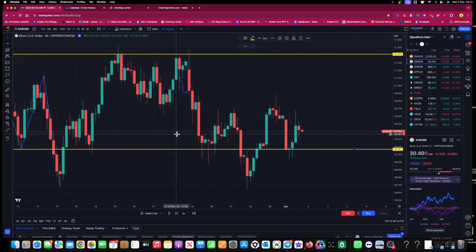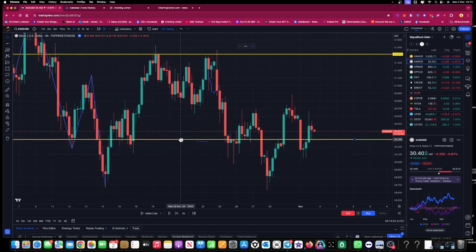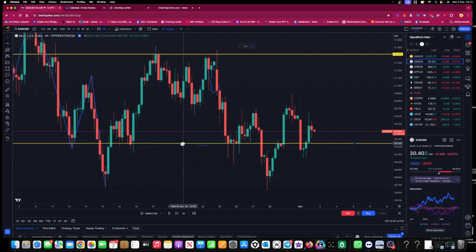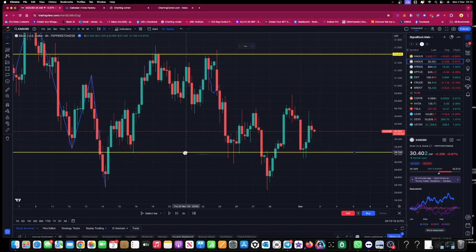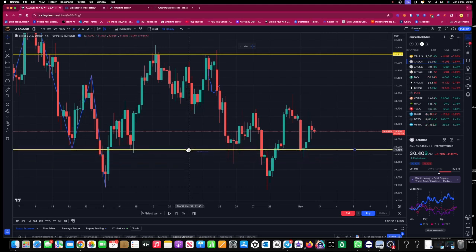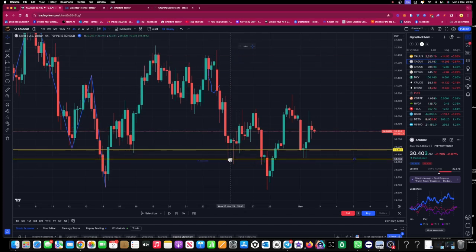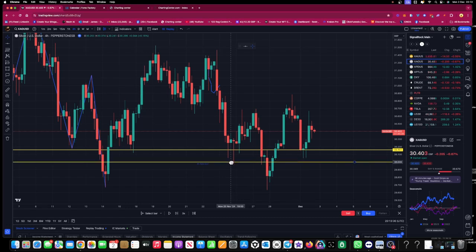Okay, so support is probably, and then obviously we've got the psychological price of $30, which is there. So I think I'm going to look at that as a level of support. I'm going to look at that also as a level of support of 30 on the bottom, just so I know where 30 is.